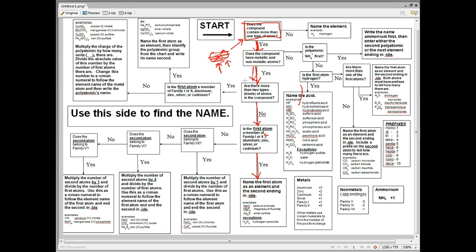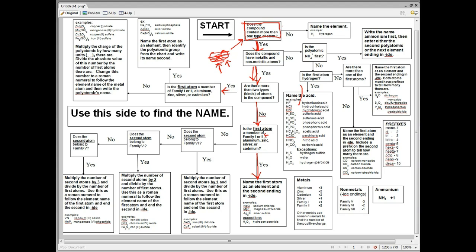Alright, are there more than two types of atoms? Last time we had Ca and O. That meant we had calcium and oxygen. But this time we have barium, sulfur, and oxygen. So yes, this time there are more than two atoms. So we'll head that way.